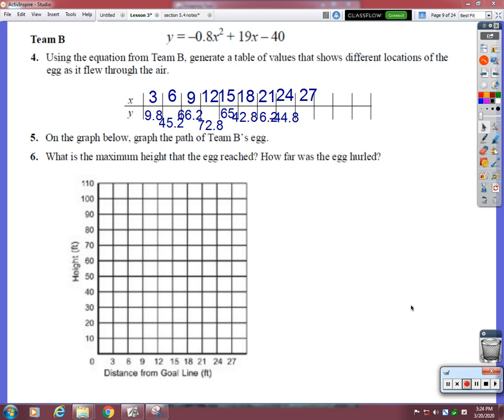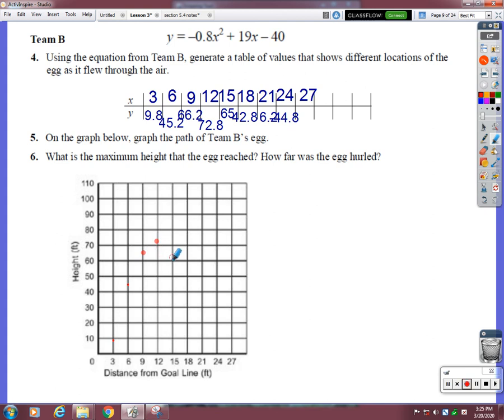Okay, that's kind of a train wreck, but that's the data that we got. So it looks like when that's 3 feet away or whatever, the egg was about 9.8 above the ground. And then at 6, it was shot up to 45.2. Is that a little better? Then 9 is 66.2. 12 is 72.8, and then we start dropping again.